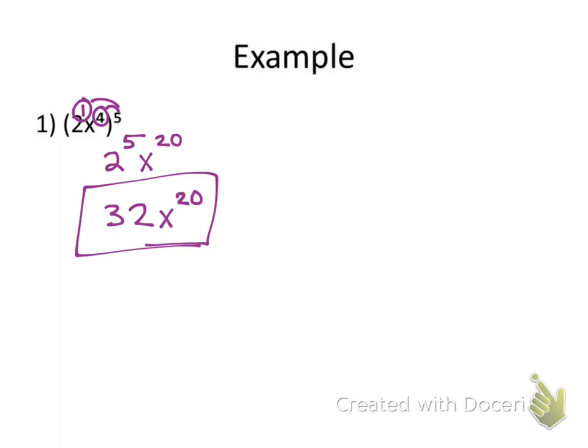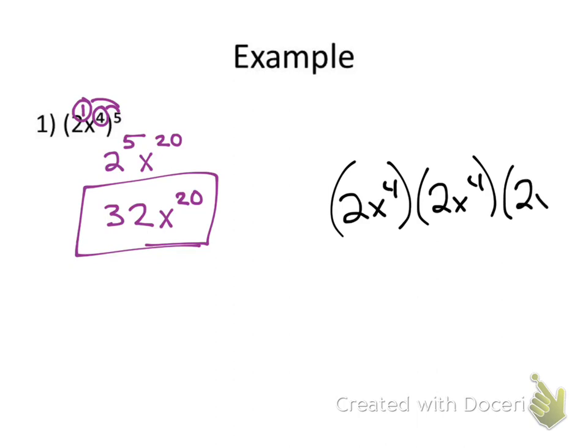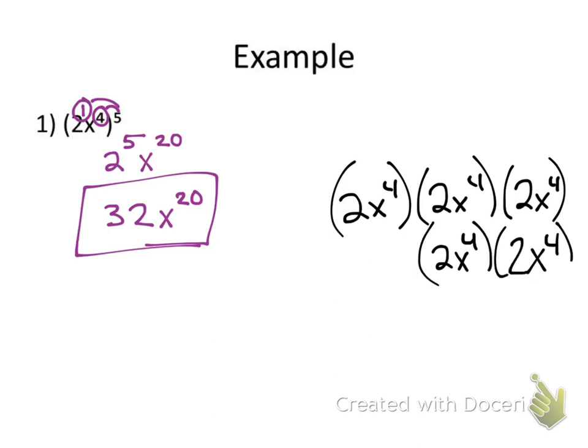Now, if you're having a hard time memorizing those rules, remember we said that when in doubt, you can just write it out. So if you have 2x to the 4th 5 times, you could just write it out. And then you still end up doing 2 times 2 times 2 times 2 times 2, which is 32. And then there's 4 x's here, 4 x's here, 4 x's here, 4 x's here, 4 x's here. 4 plus 4 plus 4 plus 4 plus 4 gives you x to the 20th.